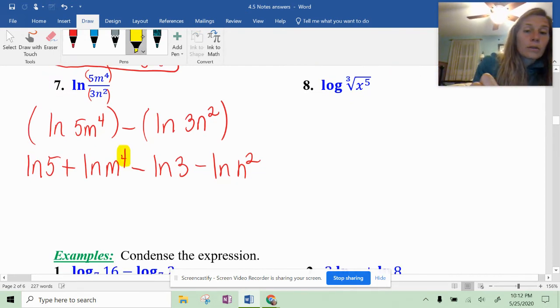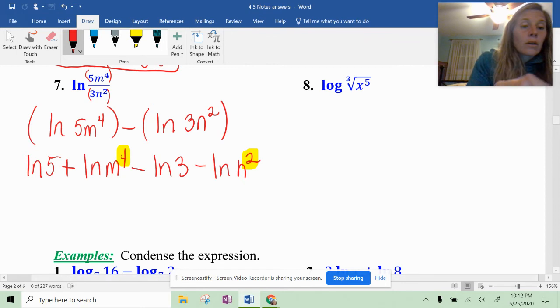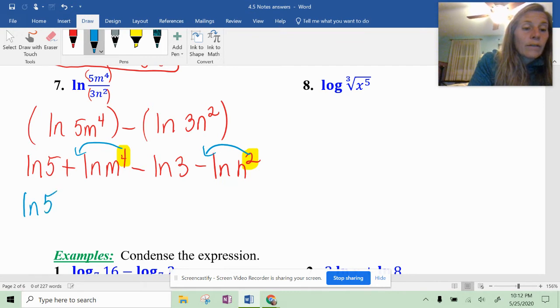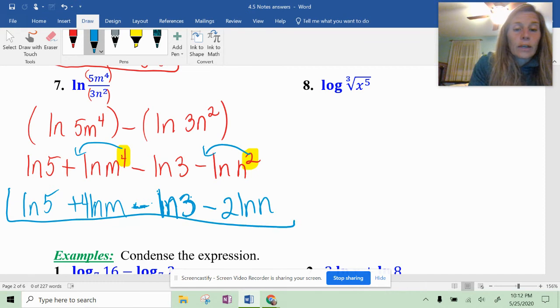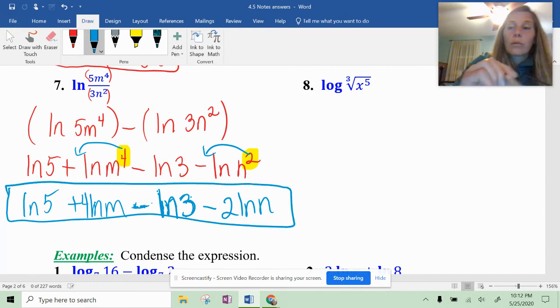So we have this one here, and this one here. So we have ln 5 plus 4 times ln m minus ln 3 minus 2 times ln n. And that's your fully expanded problem.